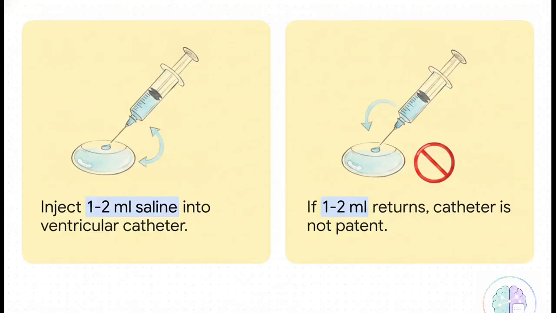So what if you were still getting absolutely no flow? The protocol dictates that you carefully inject 1 to 2 milliliters of preservative-free saline into the ventricular catheter. Sometimes, this little flush is enough to dislodge a clot or some debris.